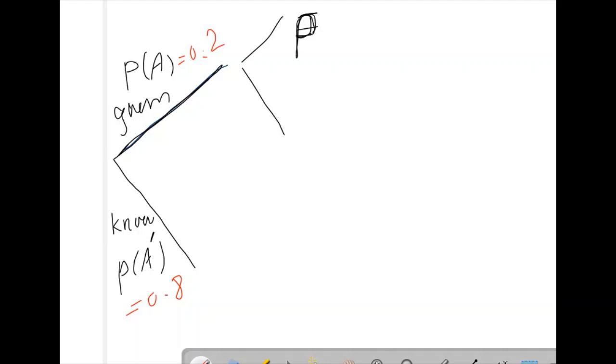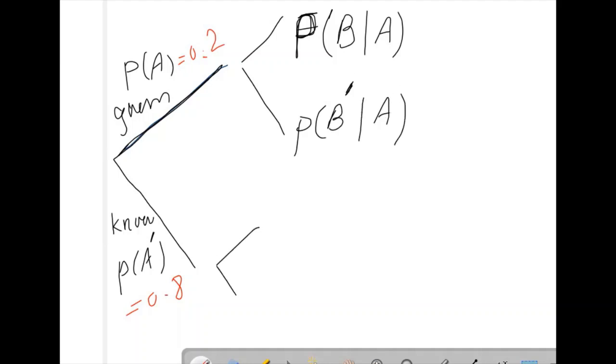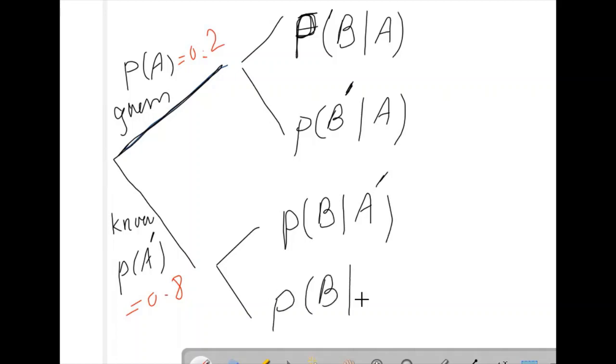And the probability of answering correctly if you guessed the answer, the probability of answering incorrectly if you guess the answer, the probability of answering correctly if you know the answer, the probability of answering incorrectly if you know the answer.